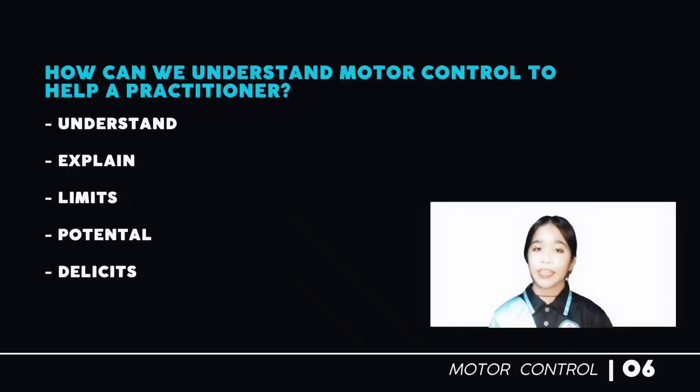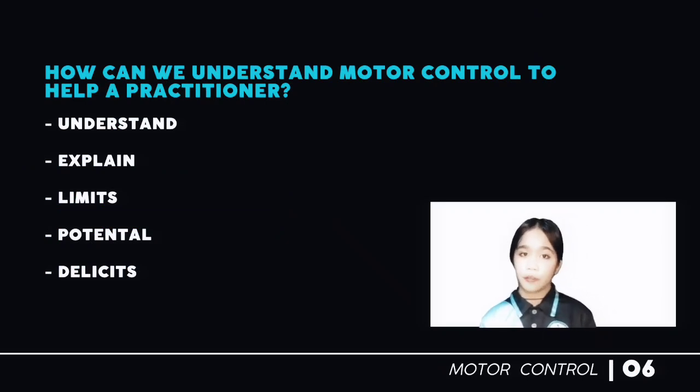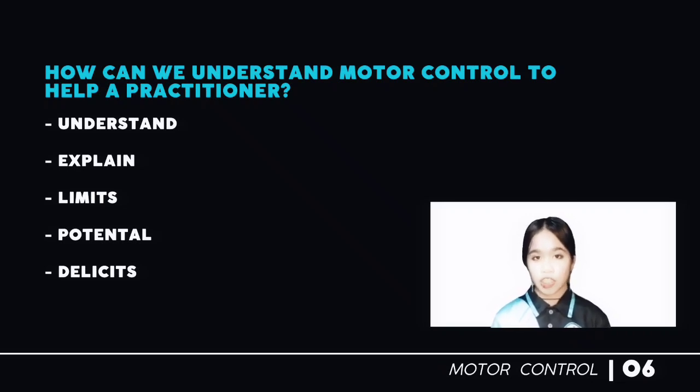So next, how can understanding motor control help practitioners? I have here: understand, explain, limits, potential, and elicit. Understand and analyze the basis of the motor control theories for understanding to overcome performance problems. Explain how motor skill performance is constrained. Evaluate new intervention strategies and help the practitioners to be better.